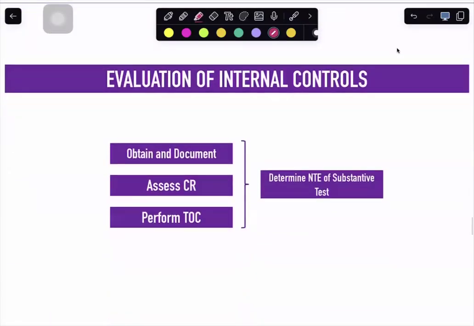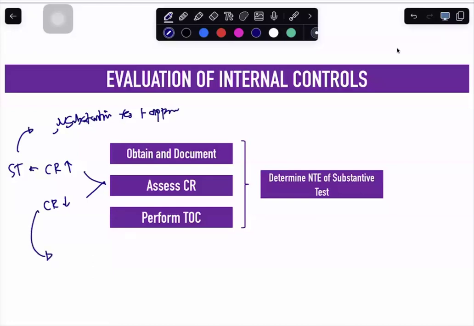Now, how do we evaluate your internal controls? First, we obtain and document your internal controls. And then we assess your control risk, whether the control risk is high or low. If your control risk is high based on your assessment, then it means that you will now go to your substantive test. So this is your purely substantive test approach.